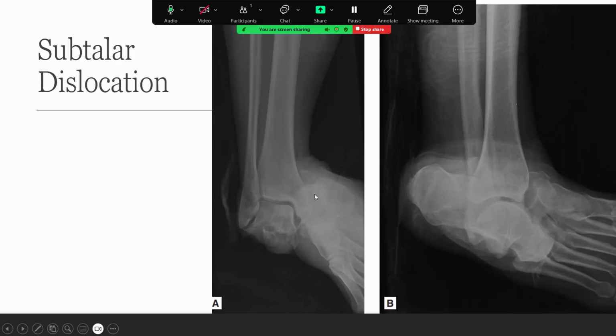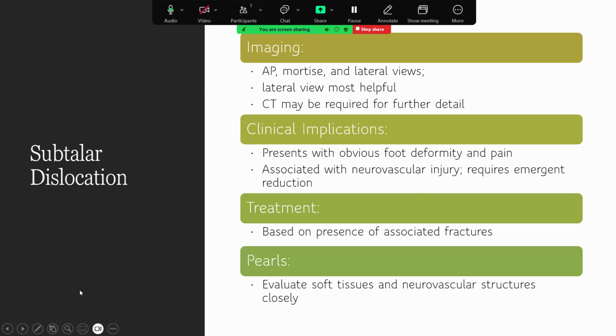And clinically, when you see this, you're not going to miss it because there's such a severe deformity that you are going to notice it. But at least now you know that it's called a subtalar dislocation. So AP, mortise, and lateral views are quite good. CT especially for operative planning. The clinical implications, like I said, there's obvious foot deformity and pain, and it's often associated with neurovascular injury. So it requires emergent reduction.